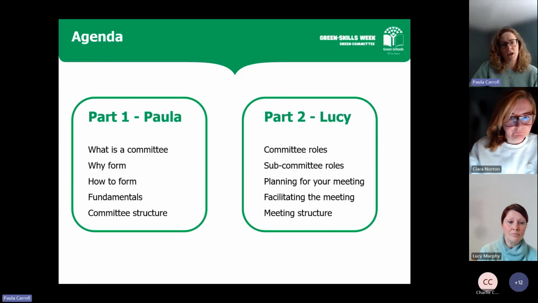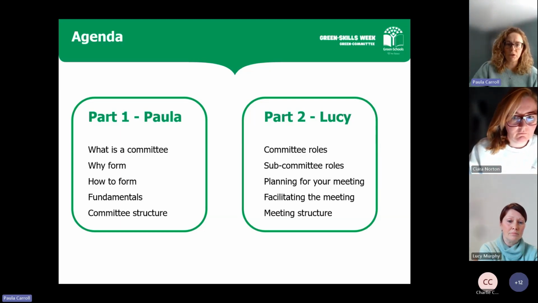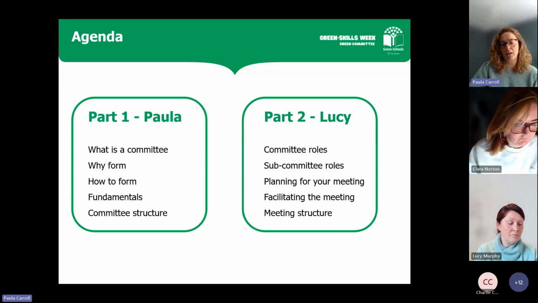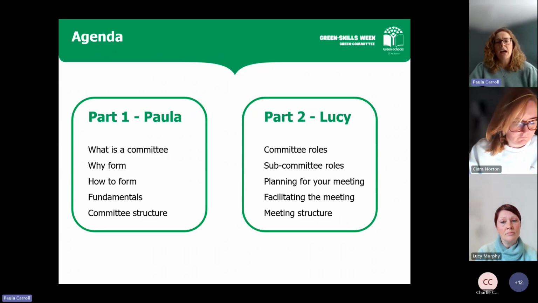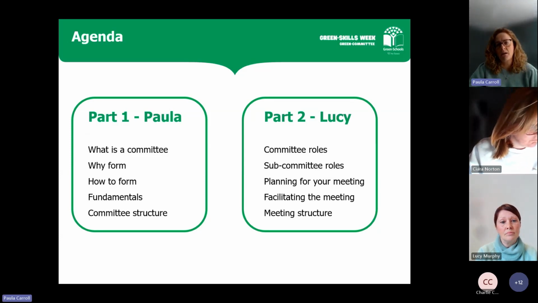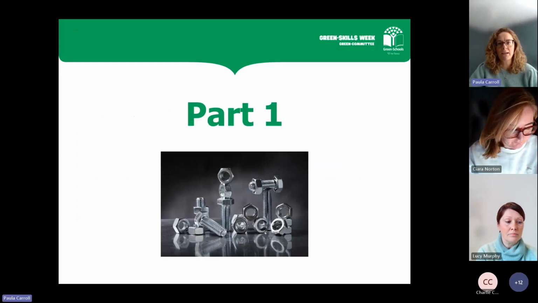Okay, so we've got a little agenda there. First part I'm going to run through what is a committee, why do we form one, how best to form one within your school, the fundamentals of the committee, and I'll give you an example of a committee structure from a school that we have down in Limerick. And then the second part of the seminar, Lucy's going to be talking with you about traditional committee roles, subcommittees, planning for your meeting, facilitating it, and just a meeting structure in general. Okay, so we get started.